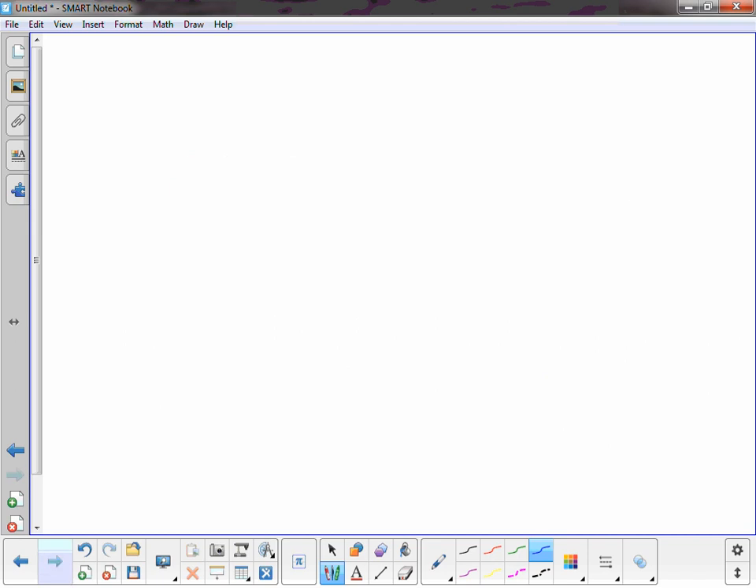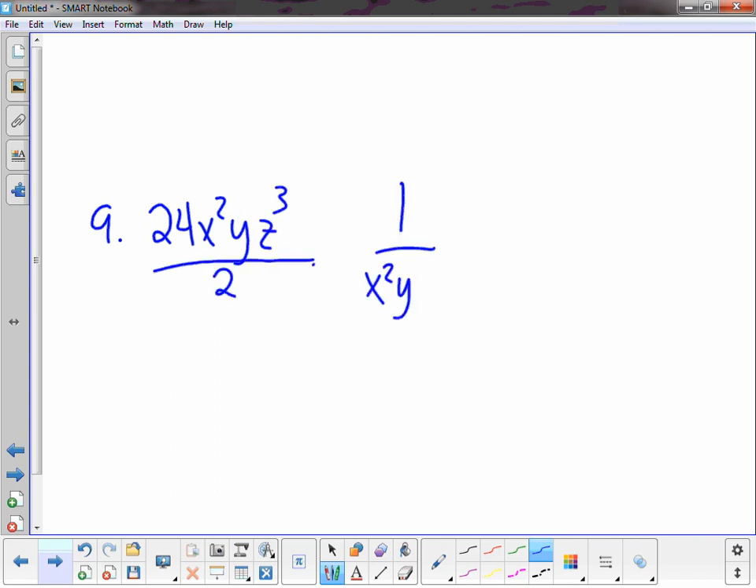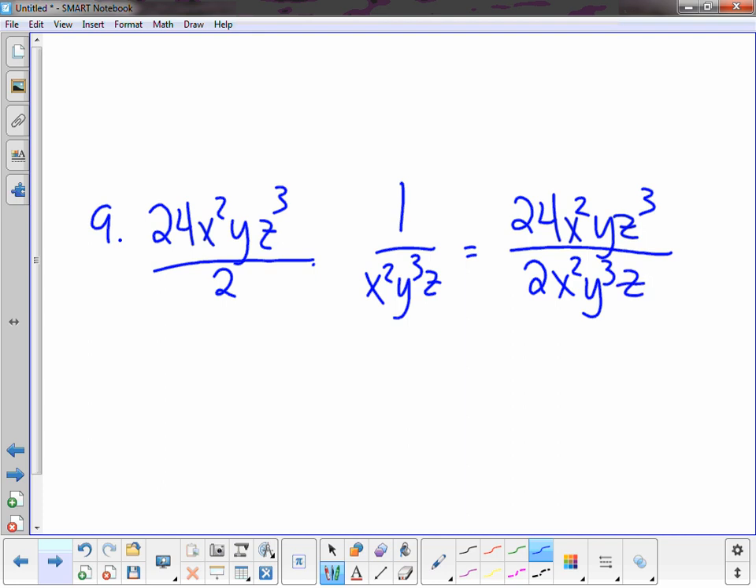Okay? Let's take a look at number 9. So for number 9, we have 24x squared y z cubed divided by 2 times 1 over x squared y cubed z. Don't let these numbers confuse you because they don't have letters. It's really the same thing, but it's actually a little bit easier. So here you get 24 x squared y z cubed, because when you multiply it by 1, it stays the same, divided by 2 x squared y cubed z.